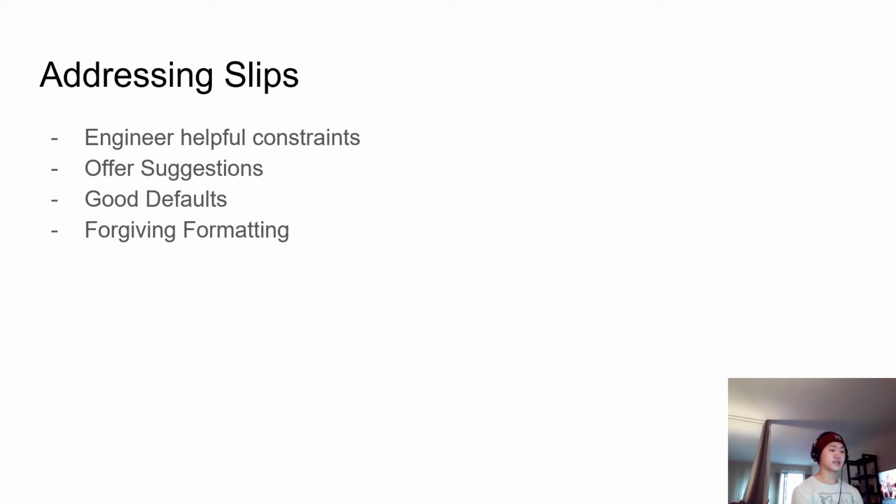So generally, it's easy to assume that a slip is more on the user's end, but I think that it's a certain responsibility of the designer also to make sure that the slips are minimized just so that the entire experience can be just better. So there are four different major ways to address slips, and that's first to engineer helpful constraints, offer suggestions, generate good defaults, and have forgiving formatting such that slips are minimized.